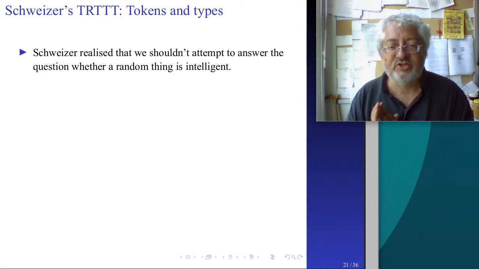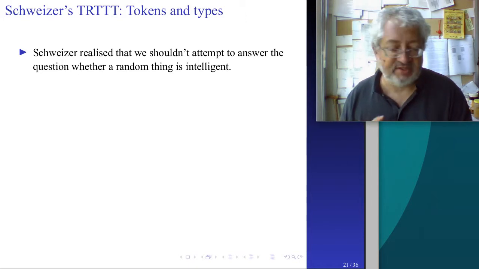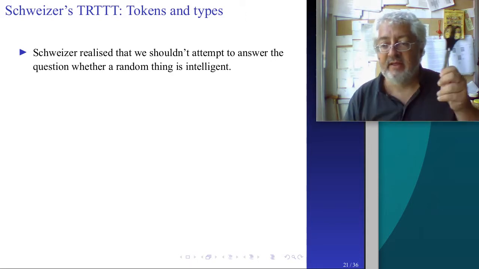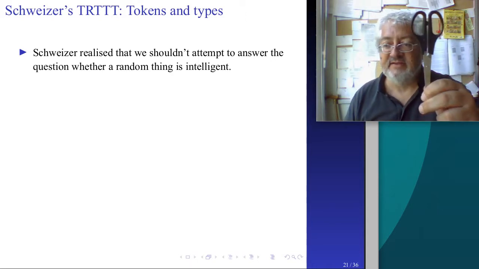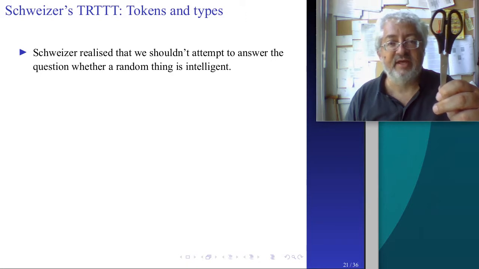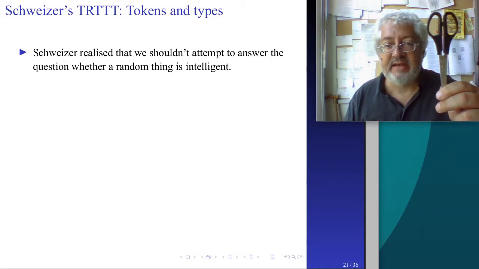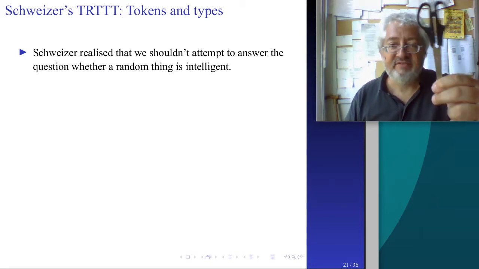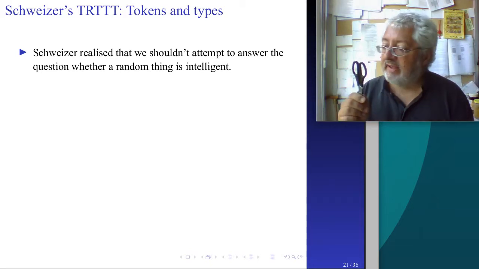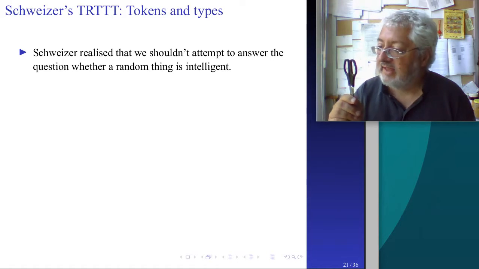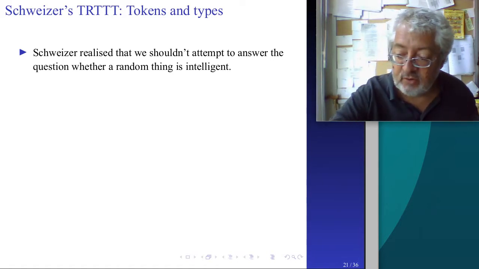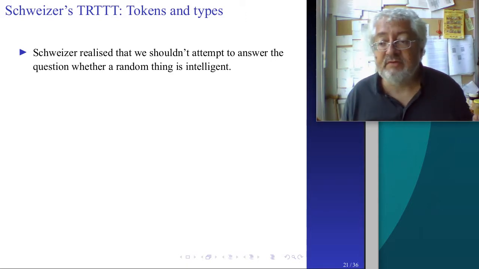Schweizer had the idea that generally, what we are doing is not trying to attempt to answer the question whether a random thing is intelligent. This is not what we do in real life. I never wonder whether this here is intelligent. This is not a question that concerns me. And I never even attempt to have this pass a Turing test. I never say, oh, hello, what are you doing? And then it doesn't answer, so it's not intelligent. I also don't do this with my human friends.